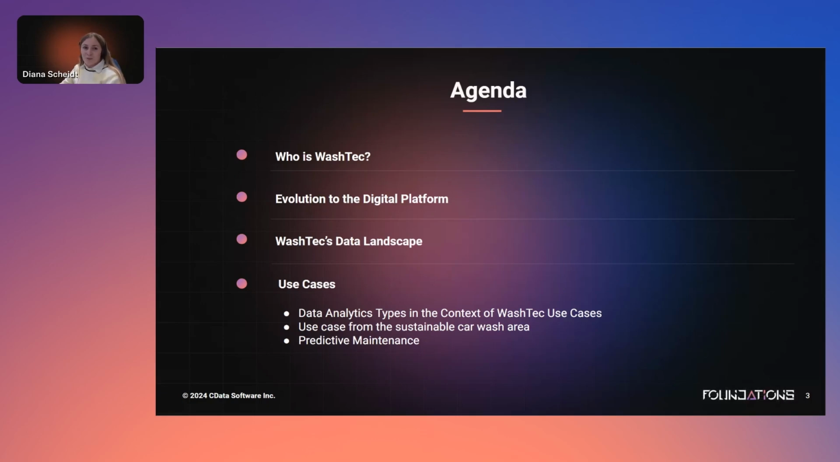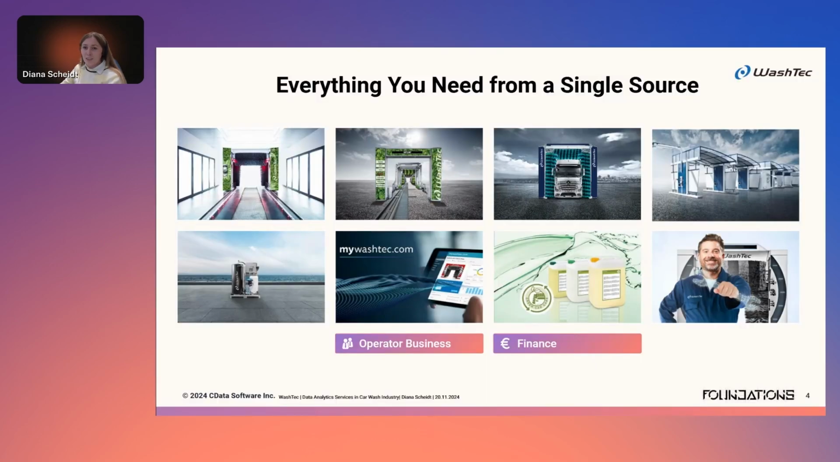I'll explain who WashTec is, where we're located, then the development of our digital platform. Our data landscape is probably what is more interesting for our audience, and also the different use cases which we did together with CData Virtuality. WashTec is a German company based in Augsburg, a leader in the car wash industry.